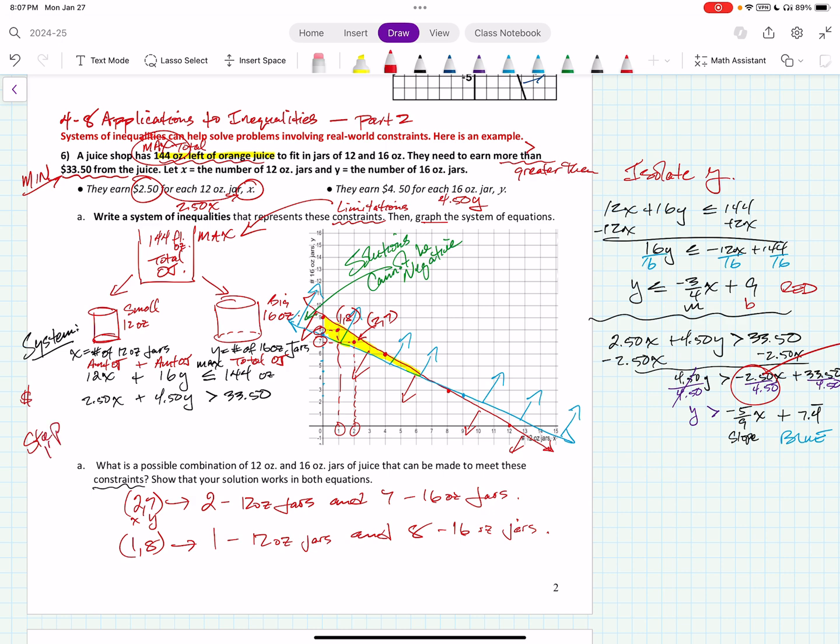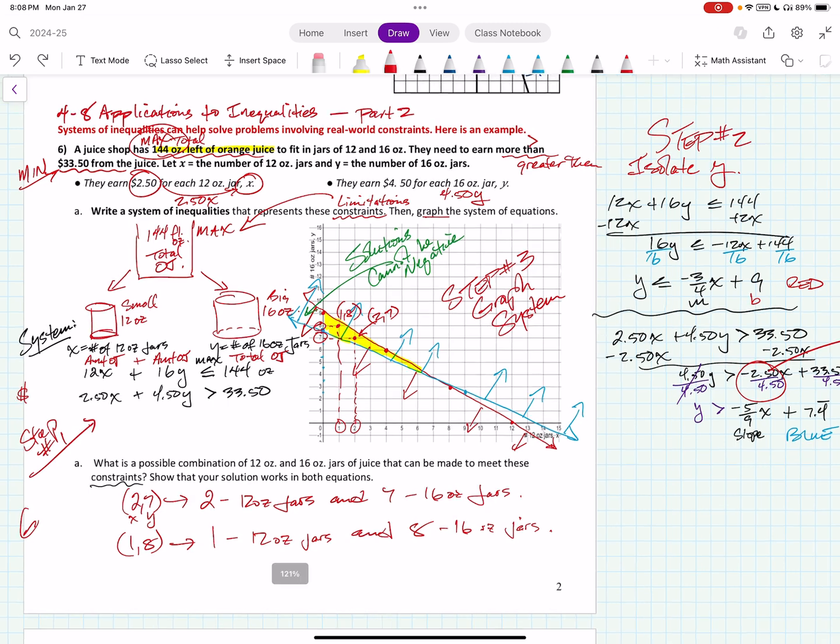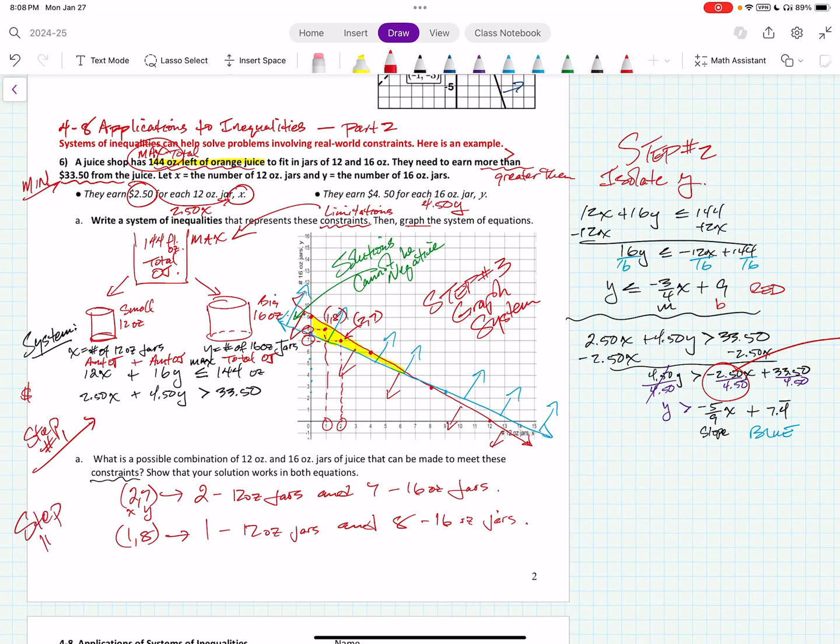Step one, form a system right here. Step two, isolate y so you can actually graph. Step three is graph the system. And step four is interpret and find solutions by looking in the solution region. That right there is on the exam.